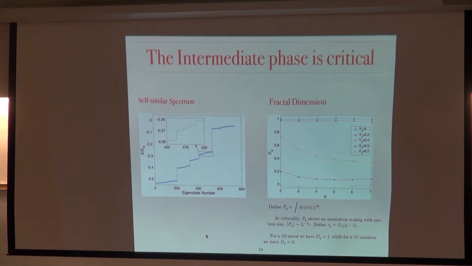Here I'm plotting all the eigenstates in the intermediate phase. We can see an interesting self-similar spectrum appear. If we just plot the spectrum of localized or extended states, we will see a continuous distribution of eigenstates. But when we look at this intermediate phase and zoom into, for example, this part of the spectrum, we can see a self-similar structure appear. This is one signature of a critical phase.